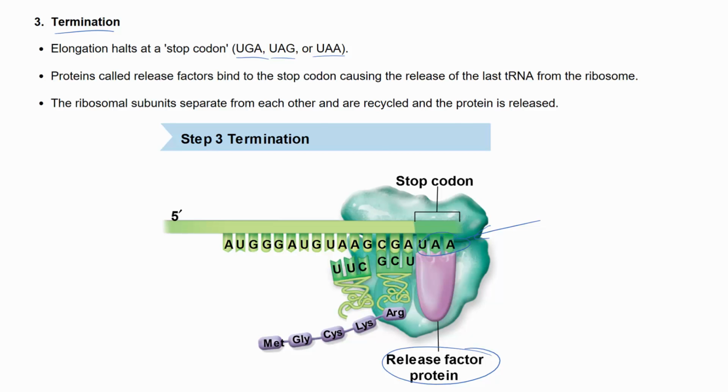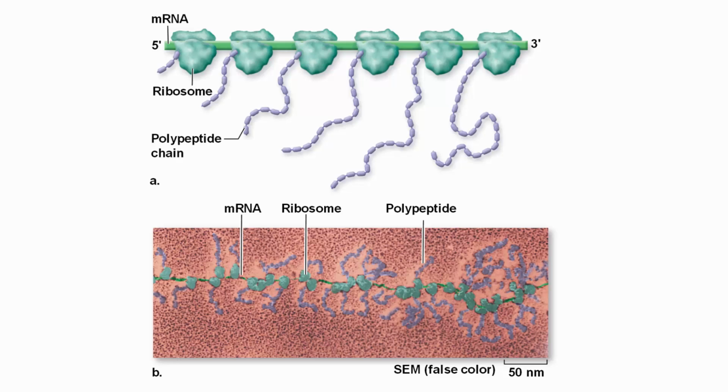Protein synthesis can be extremely fast, with a cell producing hundreds of thousands of proteins per second. This can occur because multiple copies of each mRNA and dozens of ribosomes can actually simultaneously bind along the length of a single mRNA molecule, as shown in this image here. This assembly line can make many copies of a protein from the same mRNA molecule.